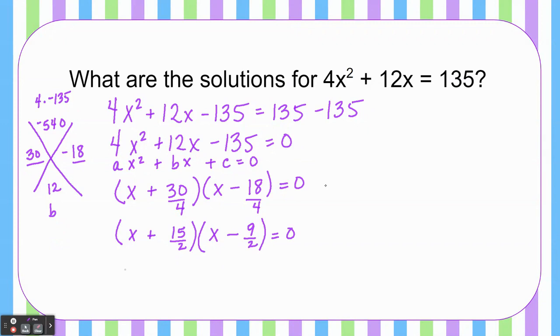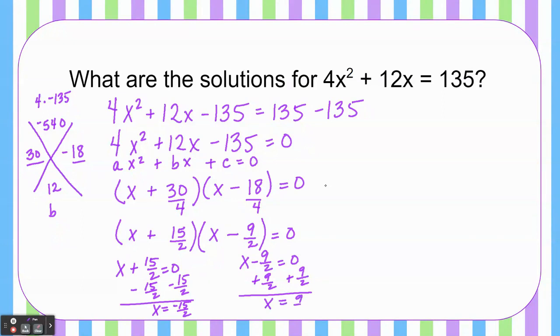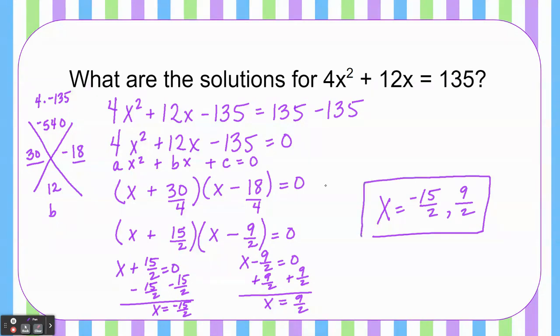And the beautiful part is that I can go ahead and set each of these parentheses equal to 0. And I'll subtract the 15 halves from both sides. And x equals negative 15 halves. And then I've got the x minus 9 halves over here, and I can add the 9 halves to both sides. And I get x equals 9 halves. So those are my two solutions, negative 15 halves and 9 halves for this equation. And notice I used the AC method to factor.